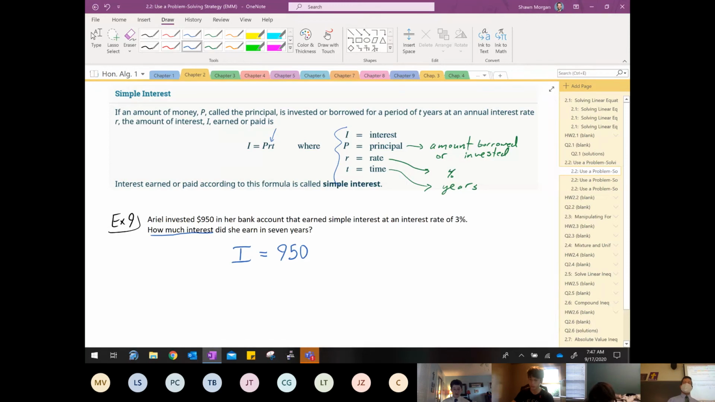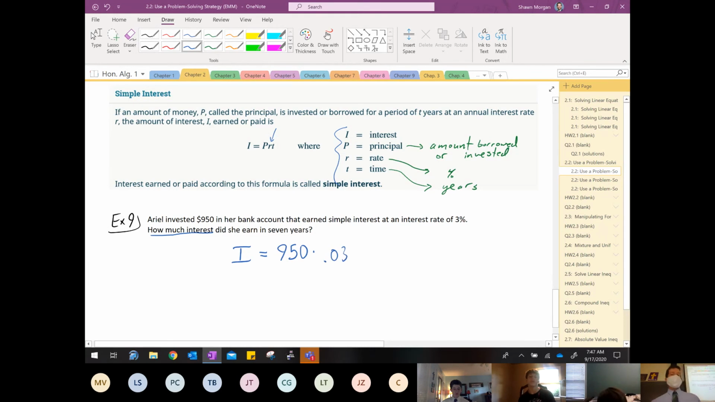Now here's the question. Should I write 3 down? No. What do you mean no? Why not? Very good, because what do we do when we're calculating with percentages? We express them as decimals. So we would say 0.03. That's my rate.